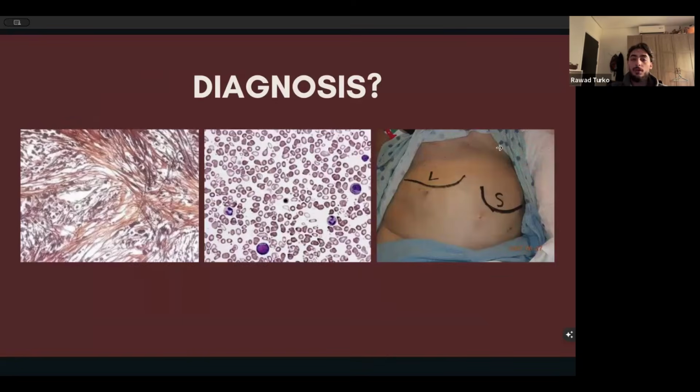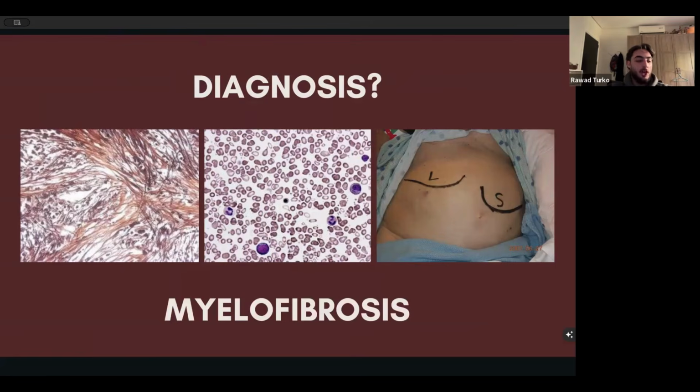Okay. Who can tell me the diagnosis? Here you have an elderly patient, and then you take a peripheral blood smear, you see this, and then you do a bone marrow aspiration, you see this, and he has this physical exam finding. Great. Yeah. Good. Myelofibrosis.